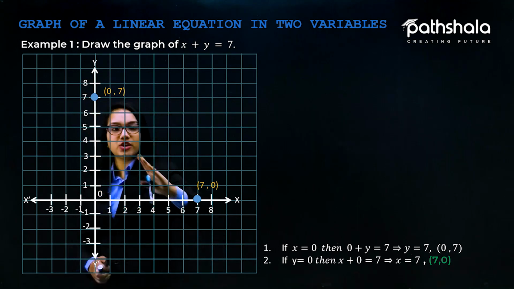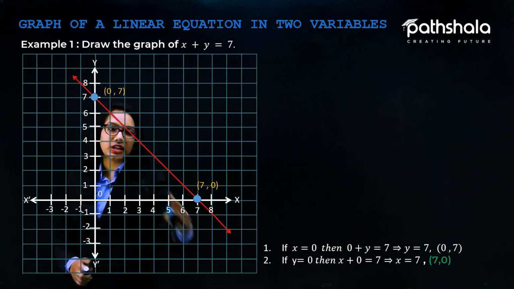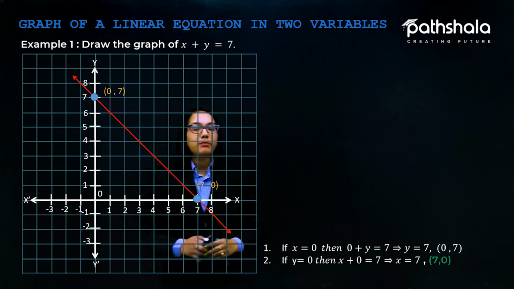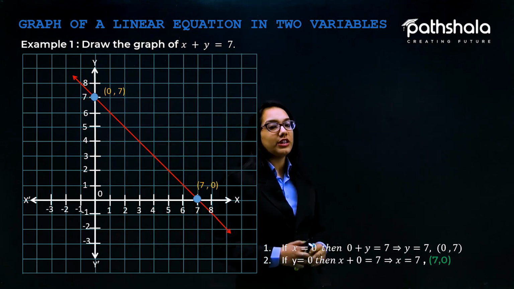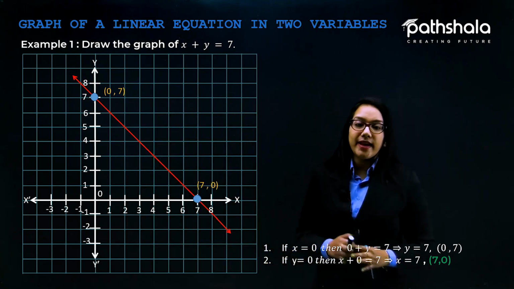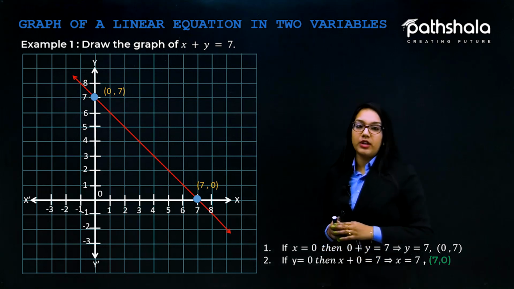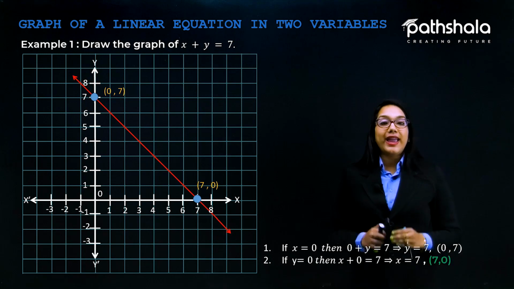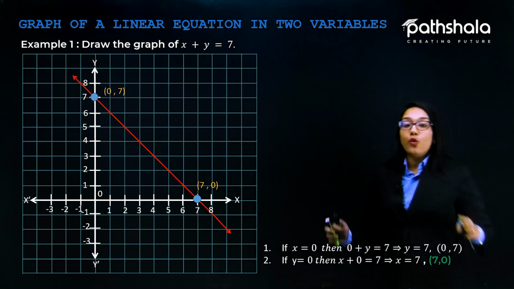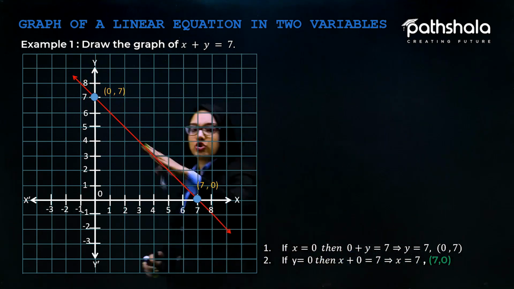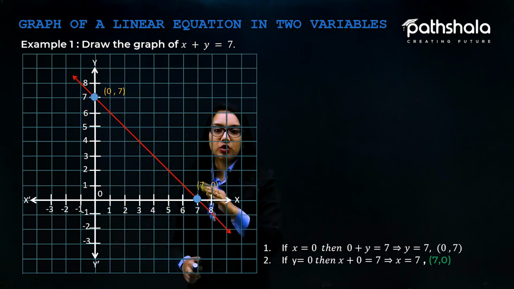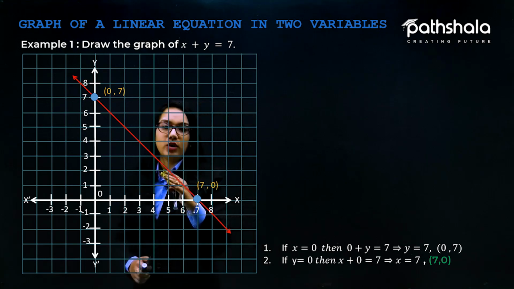Let's just join these 2 points all together. So this is nothing but the line. This is the graph of x plus y is equal to 7. So with the help of these two coordinates, I have actually plotted the graph of x plus y is equal to 7, which is nothing but a straight line coming out to be as this one. So this is x plus y is equal to 7.